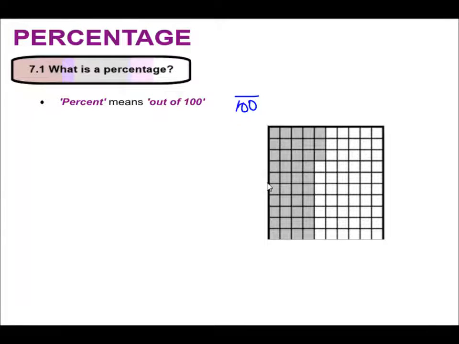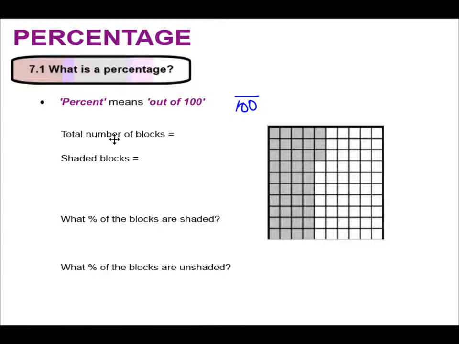In this block I have 10 rows by 10 columns. So my total number of blocks is 100. How many shaded blocks are there? Well, 4 rows of 10 are 40 plus 3, so I have 43 shaded blocks. What percentage of the blocks are shaded? Percentage means out of 100. So I have 43 out of a total of 100 blocks, and that would equal 43%.